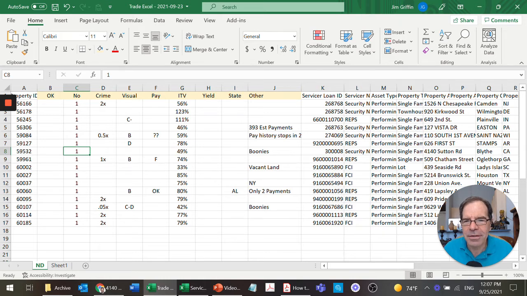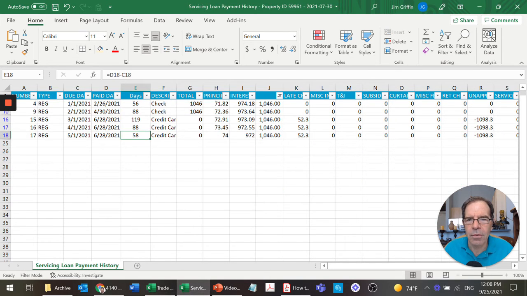Now, here's a note. It's got an average crime score. It looked pretty good. It's got a pretty low investment to value. It's a little bit above my tolerance. But now I said, okay, well, let's take a look at the pay history. And I look up the pay history, and here it is. I've only got a total of 5 payments.